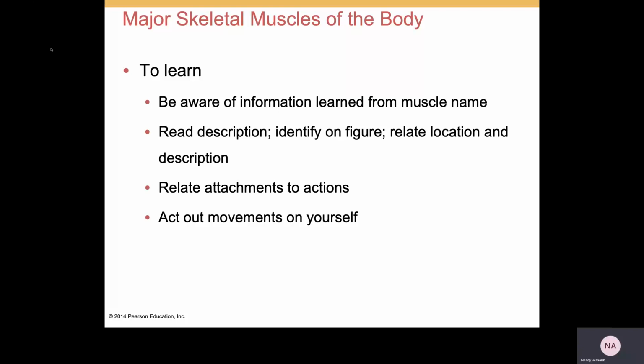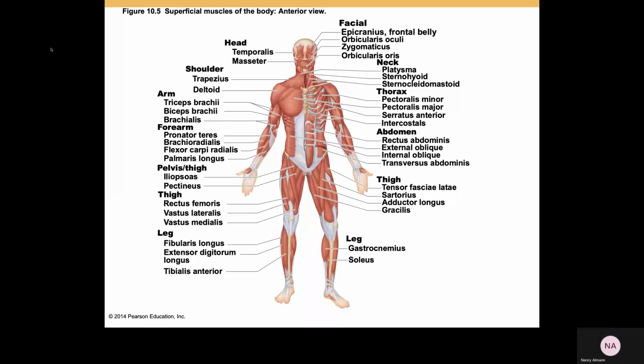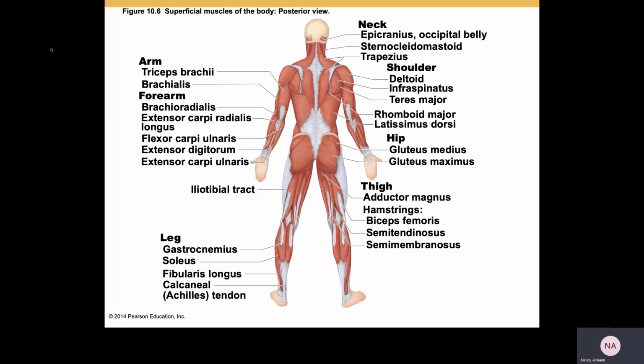Try and figure out what the attachments are and translate them into the actions of the muscle. And then literally act out the movements on yourself and say, for example, flexion of the elbow, prime mover, biceps brachii. That helps. Don't get overwhelmed by this diagram and this diagram. We're going to talk about many of these individually.